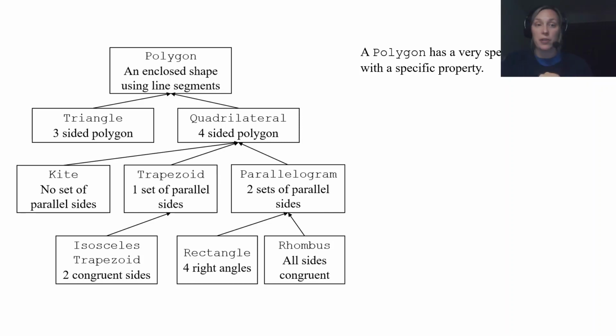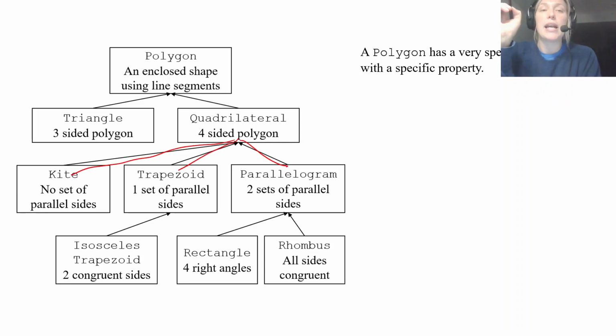So I'm going to break down the quadrilateral here. You can see that there's three types, well, more, but there's three types that I define here of a quadrilateral. I have a kite, a trapezoid, and a parallelogram. And again, all three of these are quadrilaterals. All three of them are polygons, right? A parallelogram is a polygon, but they have specific properties.